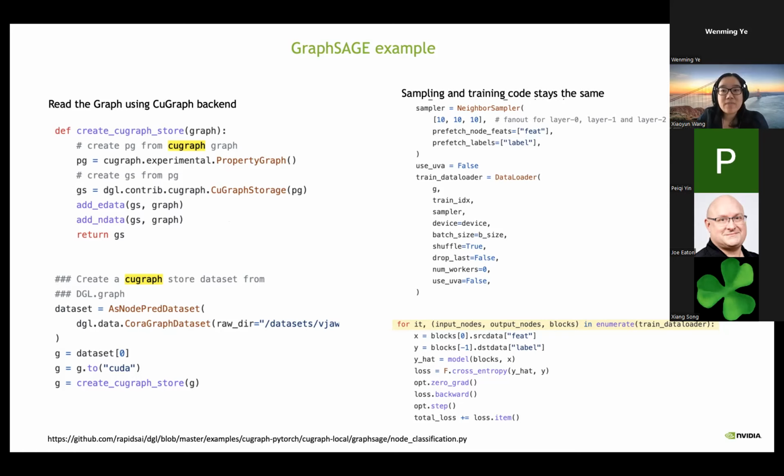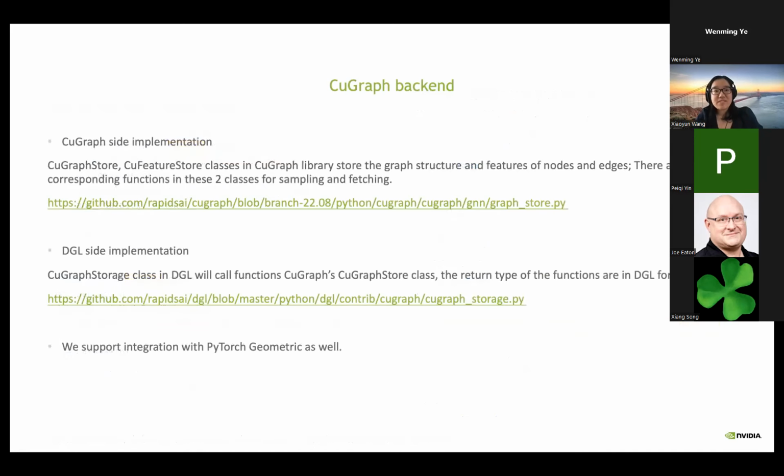Here the data loader will call the neighborhood sampler, and the neighbor sampler will automatically call our cuGraph functions instead of the DGL one. On the training side, it is also the same. The code is just taken care of by the training data loader, so we don't need to change anything. So how do we achieve that?